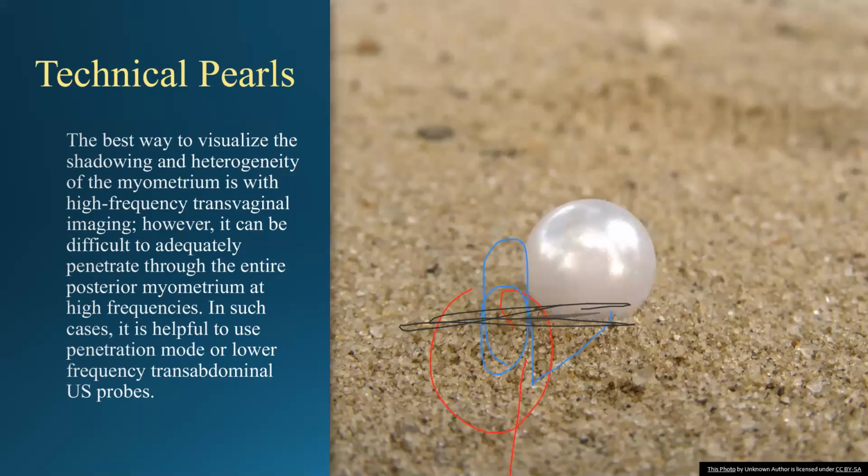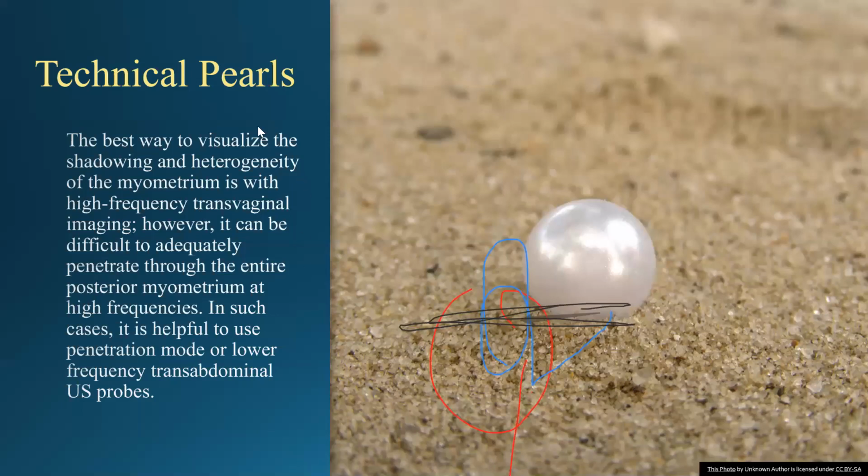So what should we do? When we put the transvaginal ultrasound, we could see, but we cannot go further. The penetration would be much less. So it's helpful to use a low frequency, better penetration mode, or to use the lower frequency transabdominal ultrasound probes. If you couldn't see the extent of the lesion, you use the transabdominal, or you combine transabdominal with the transvaginal to better visualize the lesion.